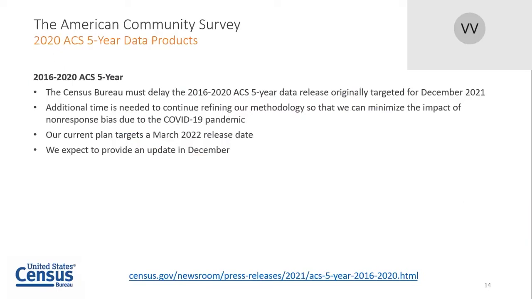To reflect our quality standards, the Census Bureau is delaying the 2016 to 2020 ACS 5-year data release, originally targeted for December of 2021. We need additional time to continue refining our methodology so that we can minimize the impact of the non-response bias due to the COVID-19 pandemic. Our current plan targets a March 2022 release date, and we expect to provide more information and an update in December.